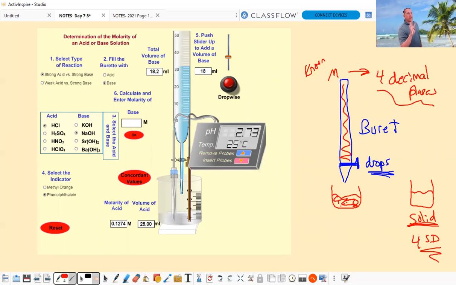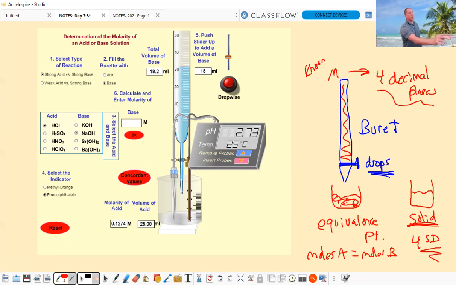So we want to know when is the equivalence point. So the equivalence point, remember, is where the moles of acid equal the moles of base. So we want the indicator to change color at a pH where the moles of acid are equal to the moles of base. That's the whole idea. Now that would be if we're going to do it in lab with an indicator.